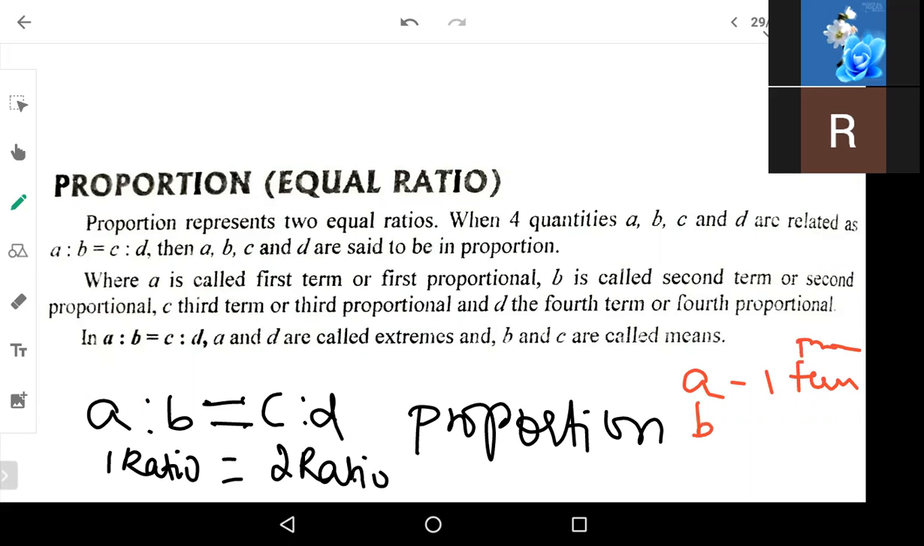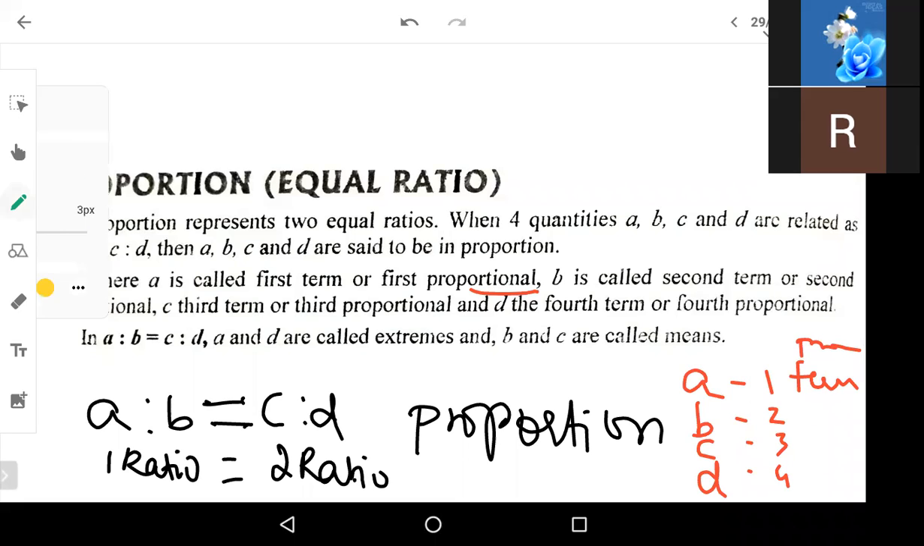B is called as second term or second proportional. C is called as third term or third proportional, and D is called as fourth term or fourth proportional. So 1, 2, 3, 4: first term, first proportional, second term, second proportional, third term, third proportional, fourth term, fourth proportional. It's not proportion, it is proportional. Okay, that is one more point.